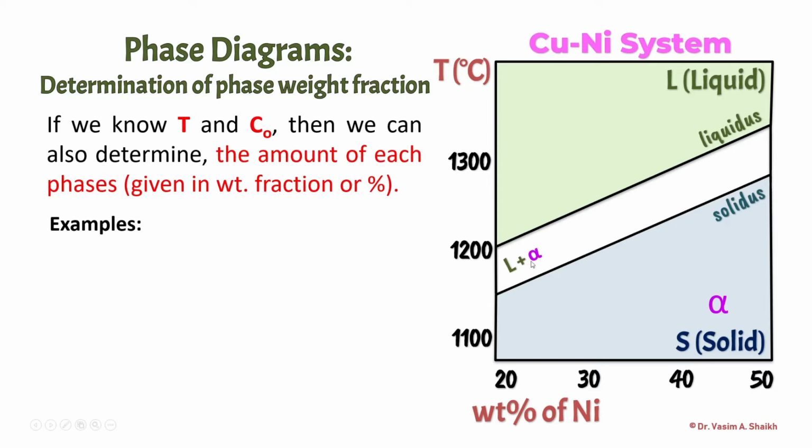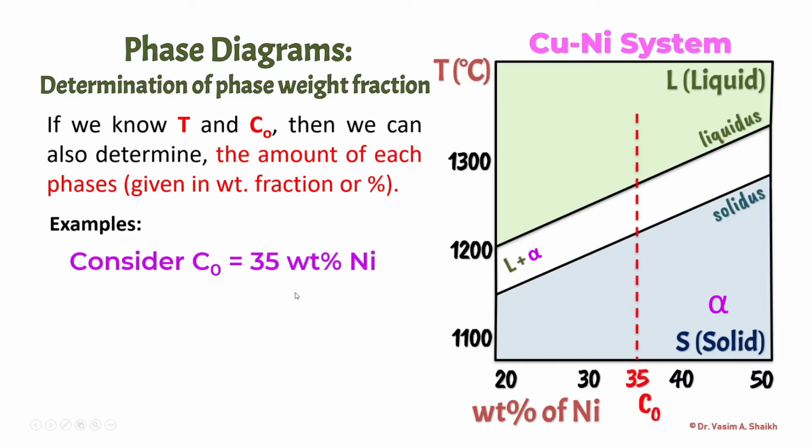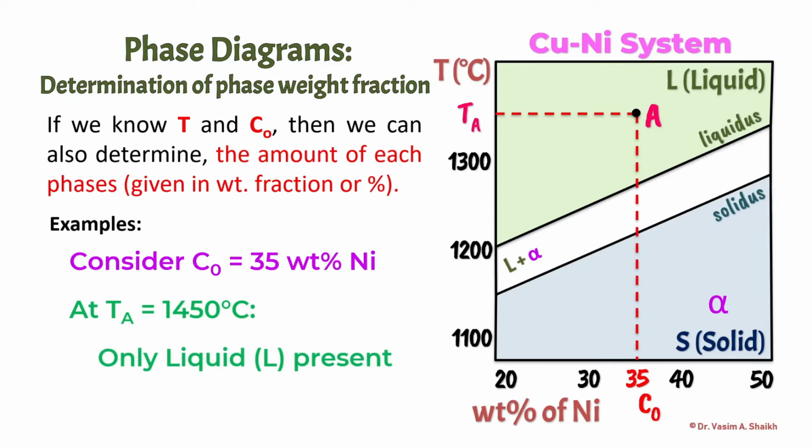So let us quickly look at the example of liquid and solid, then we'll come to the main thing, that is the example of the liquid and alpha phase. Consider again an overall composition, or the original composition, of 35 weight percent of nickel, and we draw a vertical line from there. We take a point A, where the temperature is around 1450 degrees Celsius and the overall composition is around 35. So the entire phase is a liquid phase. At point A the entire phase is liquid, because it is one phase and it lies in this green area. Very simple to understand.